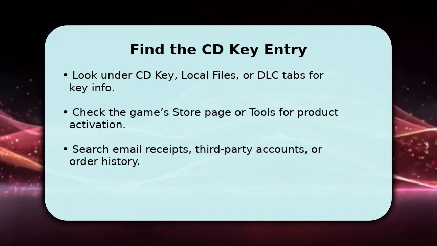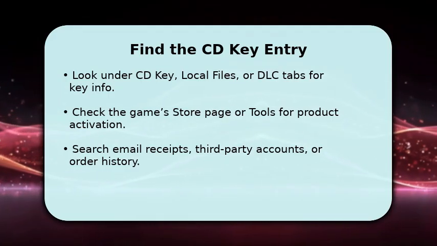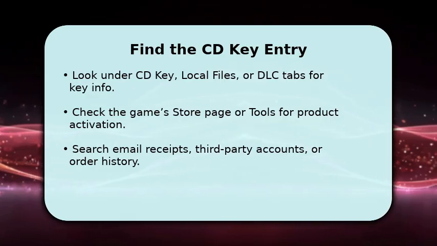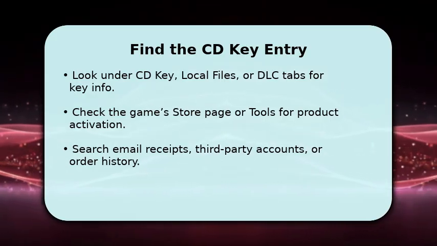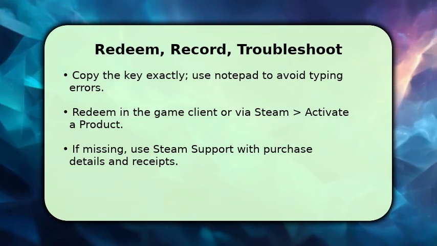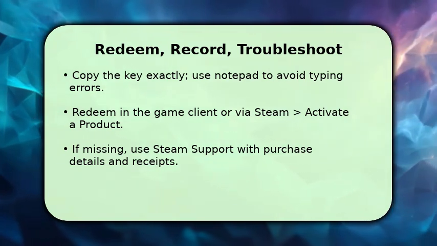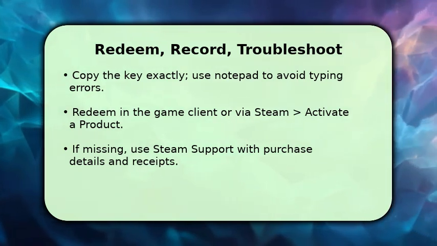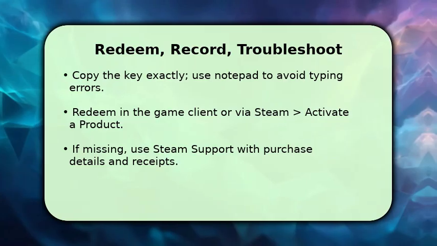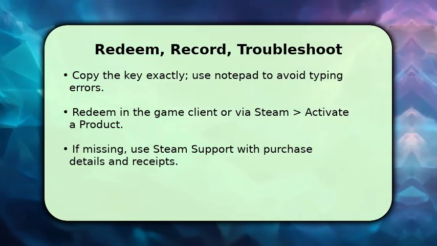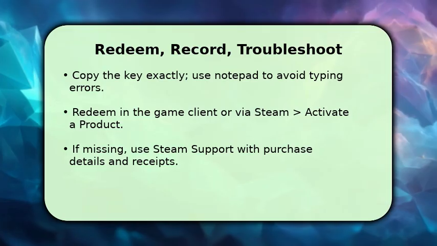If the game was redeemed from an external seller, go to your email receipts or that seller's account to find the key. Copy the key exactly, including hyphens, and paste it in to activate a product on Steam or the game's launcher. Small typos break activation. Once activated, write the key in your records or a password manager for future use.